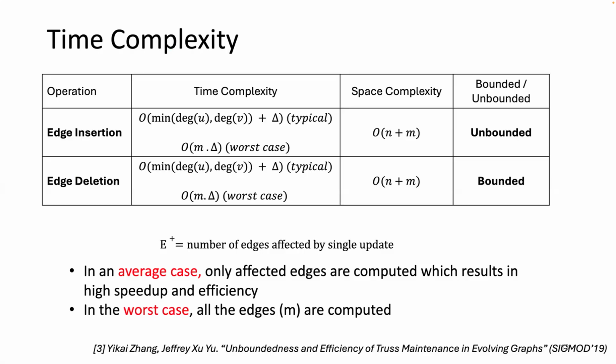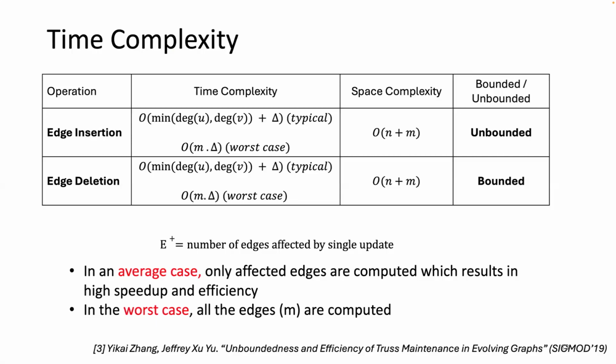Question: when does the average case happen and when does the worst case happen? The average case is recomputing for the sections that have changed, right? So it's the complexity for recomputing the sections that have changed. But the worst case is recomputing for the entire graph. So truss maintenance in the worst case is computing for the entire graph.